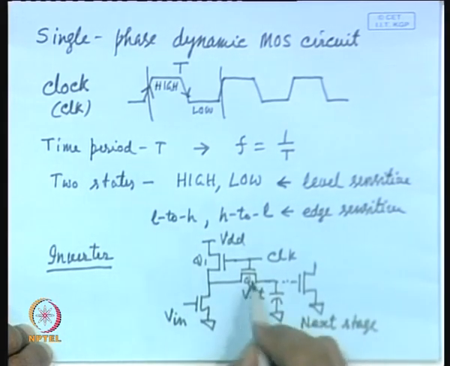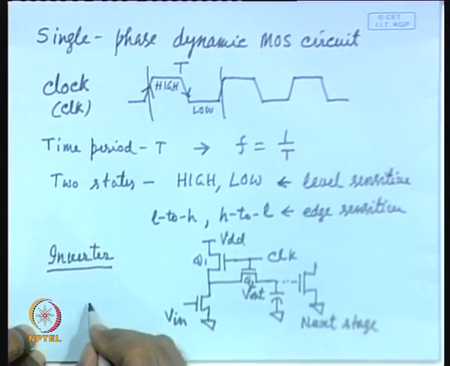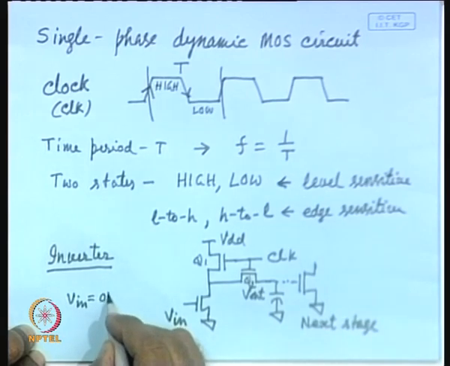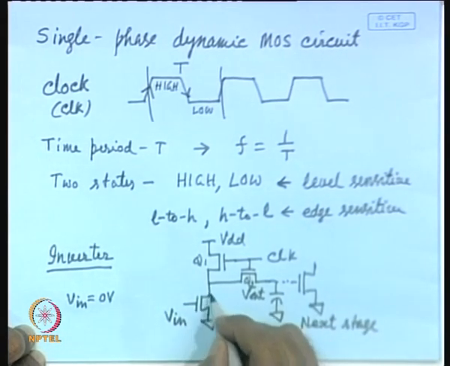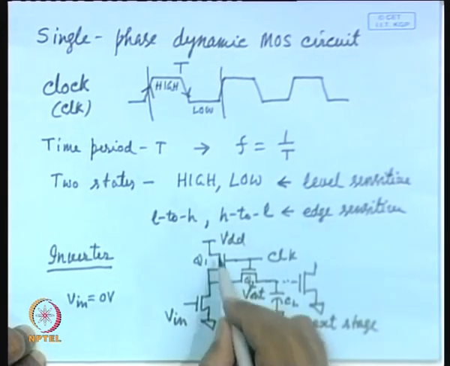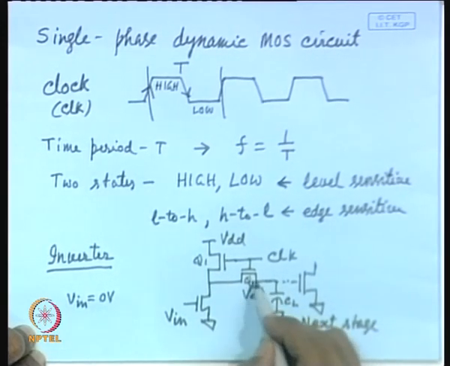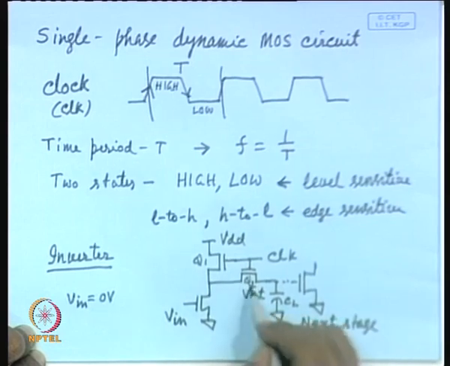Whenever clock is high, let us assume there are two conditions. Your V in is equal to 0 volt. Whenever V in is equal to 0, this transistor is off. As a consequence, what will happen? This load capacitor CL will charge to VDD through these two transistors. And you have applied a clock here, so these two transistors will remain on.